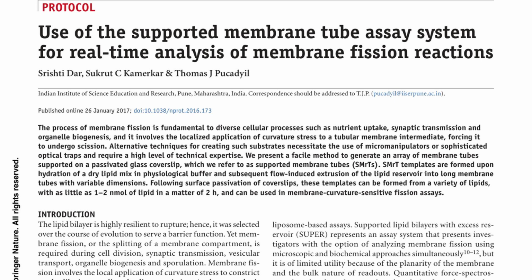Title: Use of the supported membrane tube assay system for real-time analysis of membrane fission reactions.